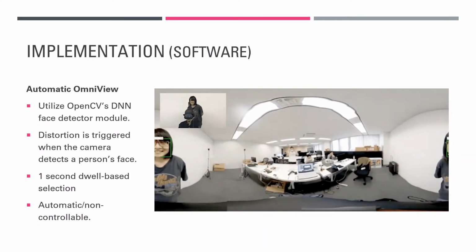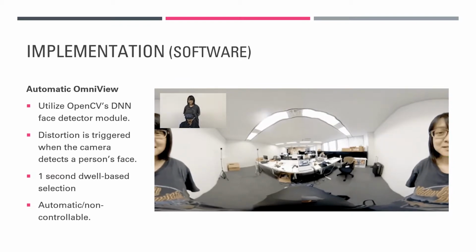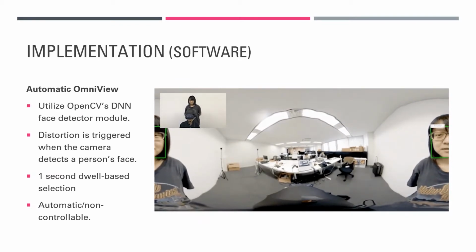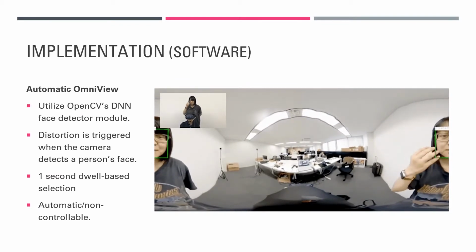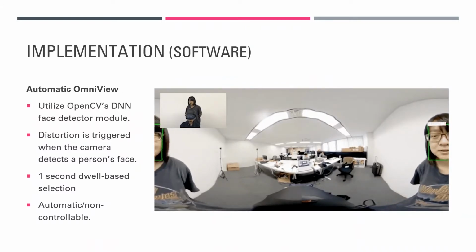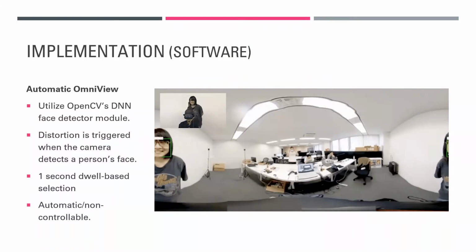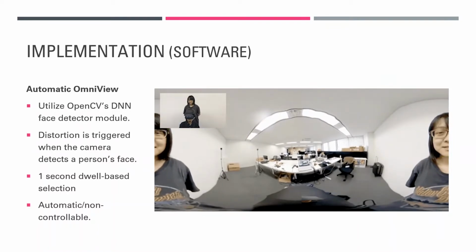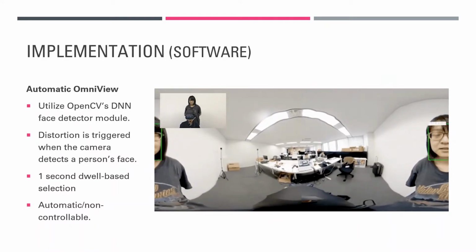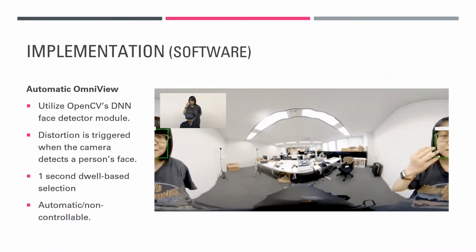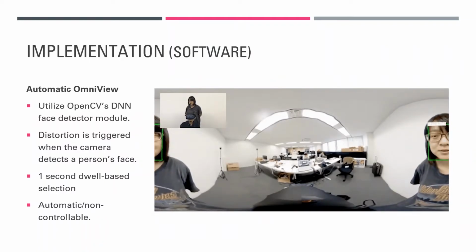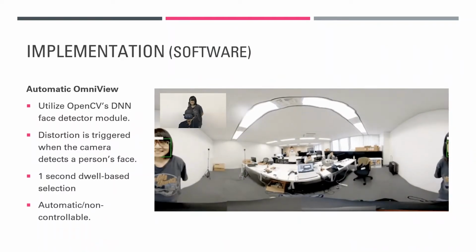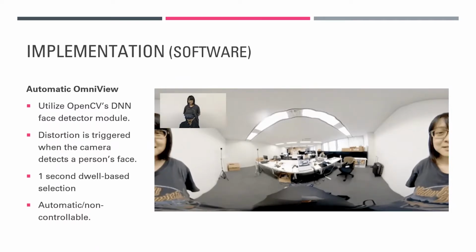The third one is automatic OmniView. When the camera detects a person's face, the distortion will be activated. Automatic OmniView removes the control from the user and is designed to allow automatic distortion for conversation.